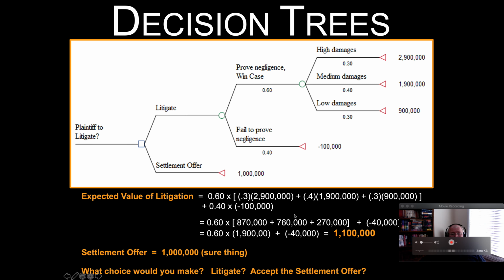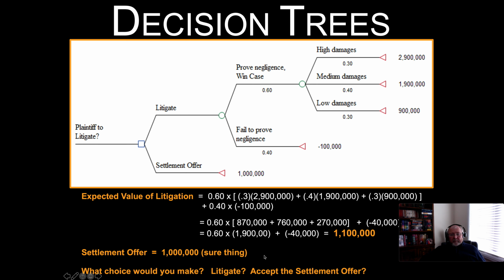So basically, the decision that you should be making is, should I take $1 million as an offer, or should I go through the process of litigation? $1 million guaranteed versus anything between a loss of 100,000 and a victory of 2.9 million if I choose to litigate. Overall, the settlement offer is $1 million, the litigation offer 1.1 million.